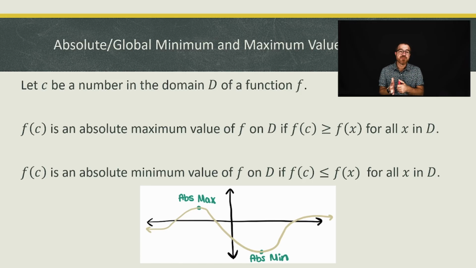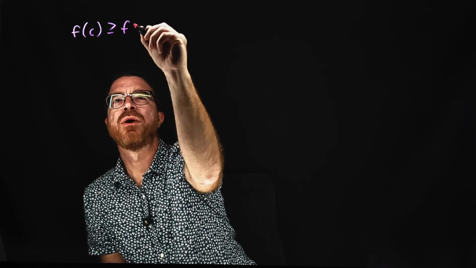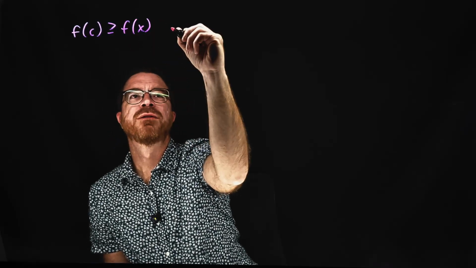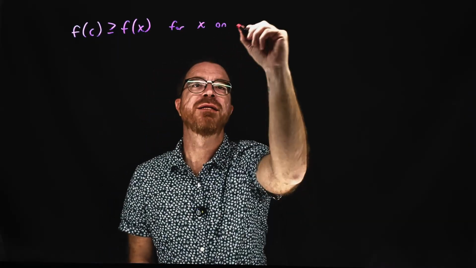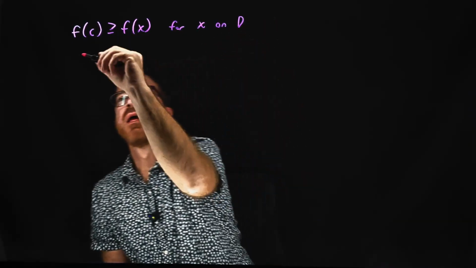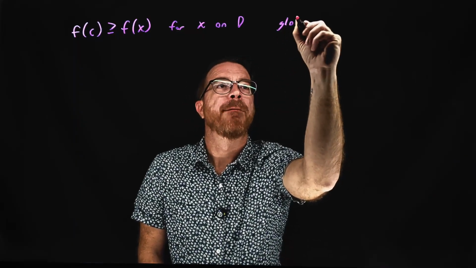f(c) is an absolute maximum value on f if f(c) is greater than or equal to f(x) for all x in D. So that is to say, f(c) is greater than or equal to all f(x), for all x on our domain D. This would be a global or absolute maximum.